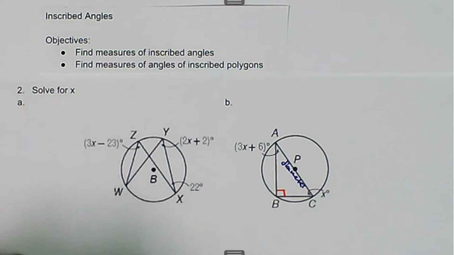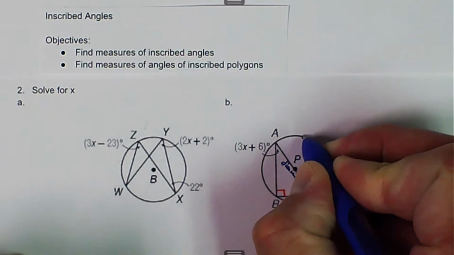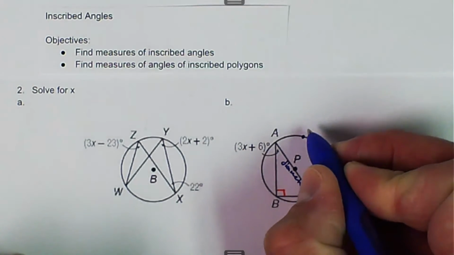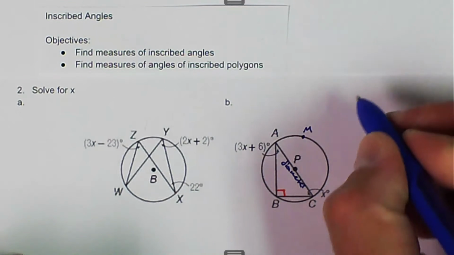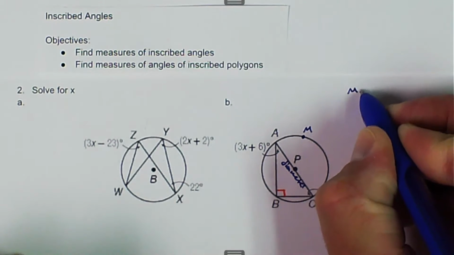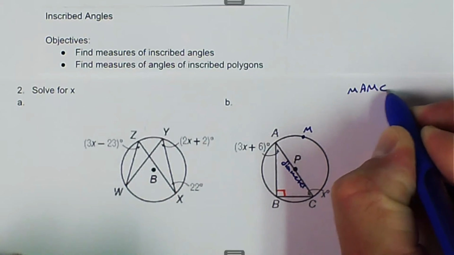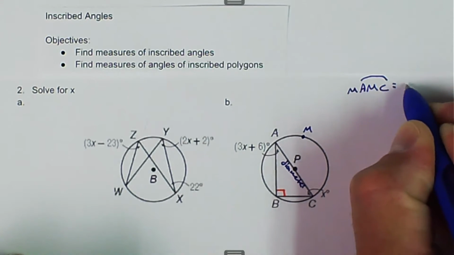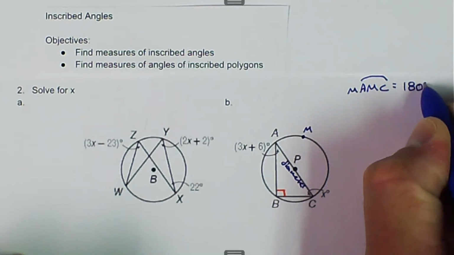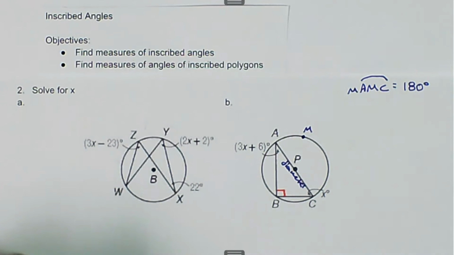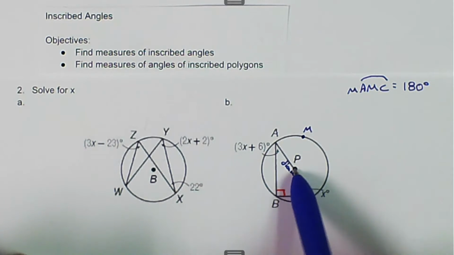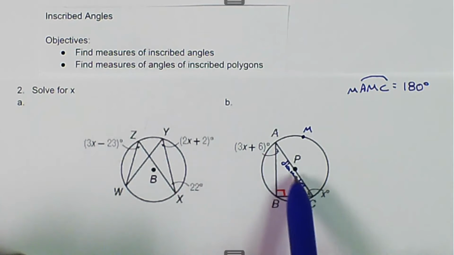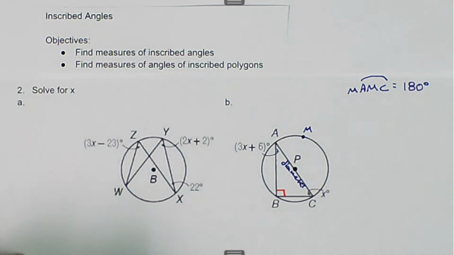I'm going to put a new point on here so we can name this correctly and call it M. Then we're going to say the measure of arc AMC is equal to 180 degrees. The reason that we know that it's a semicircle is because it goes through the center point P, so it has to be a diameter.